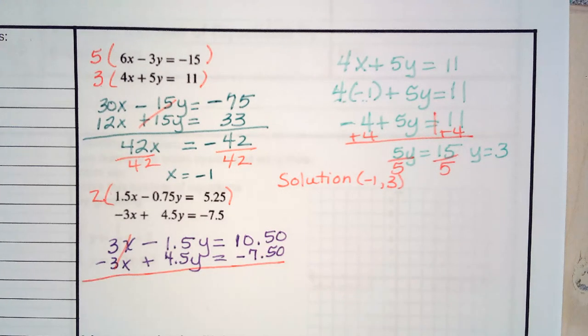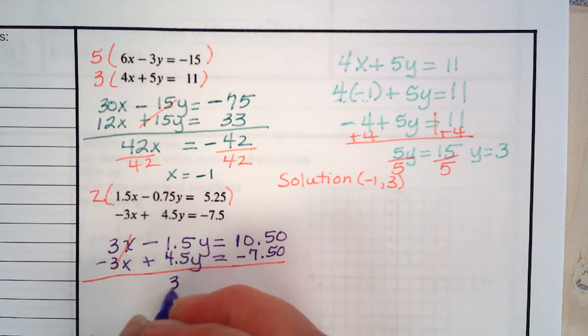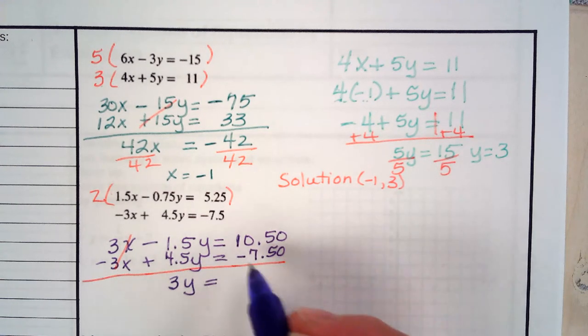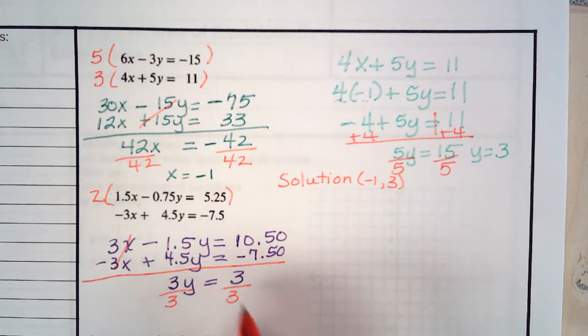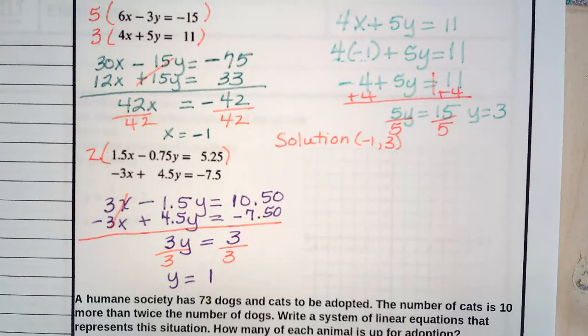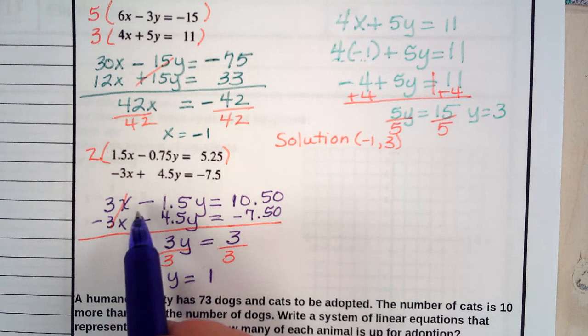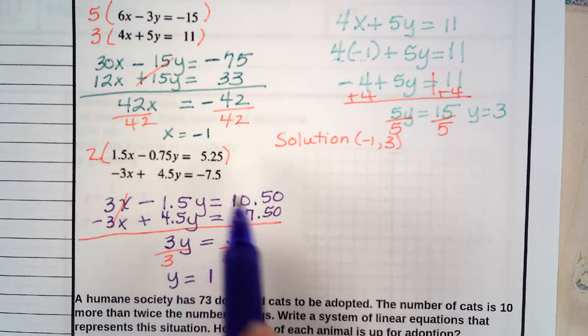My x values are gone. -1.5 plus 4.5 is 3. 3y is equal to 10.5 minus 7.5 is 3. Divide both sides by 3. And y is equal to 1. Now to find x. I think I will actually use this second one, because I think it's going to be a little bit easier.